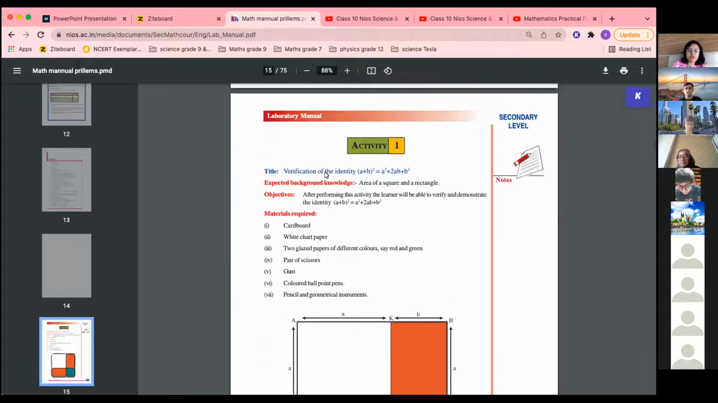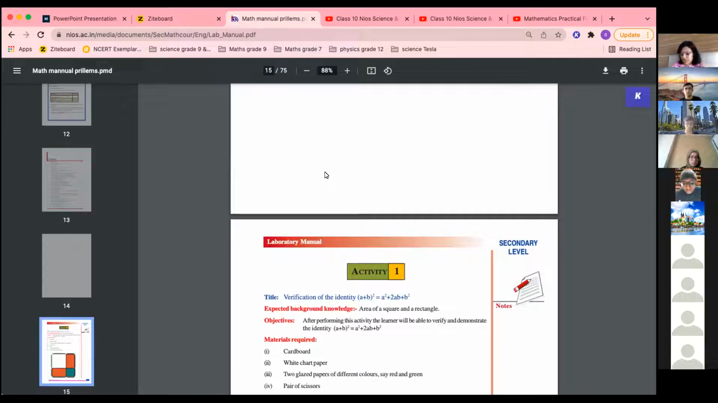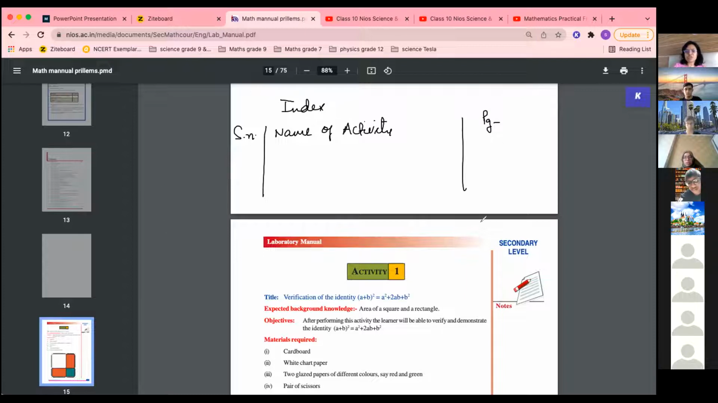See, remember one thing: always make an index. In a practical file, what is important? On the first page there should be an index. Index means contents; you can write either. In the index, write the serial number, name of the experiment or activity, and page number. Here it is activity; in science it will be experiment. Usually page numbers are also given in your practical file, so you can write them. So 1, 2, 3 are your serial numbers. Activity 1 in your practical file is number 1 here. And if you are doing experiment number 13, that will be activity 2 in your file.